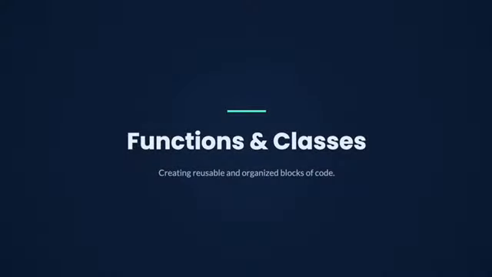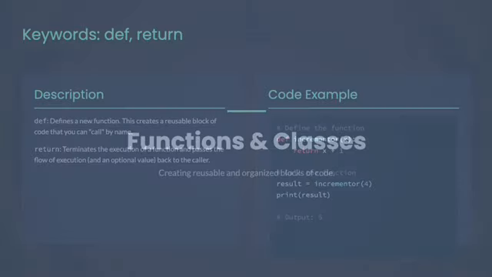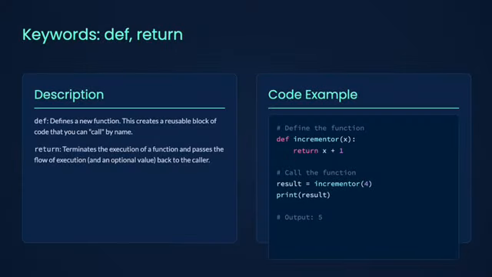Next, let's talk about how to organize our code into reusable blocks. So we do this with functions and classes. When you find yourself writing the same piece of code over and over, you need a function. You define a function using the def keyword followed by the name. A function is a block of code that you can call by name.